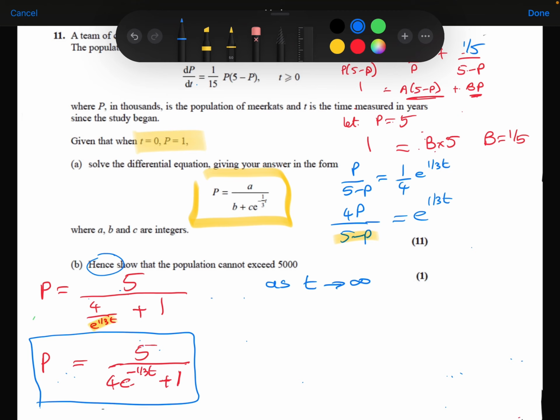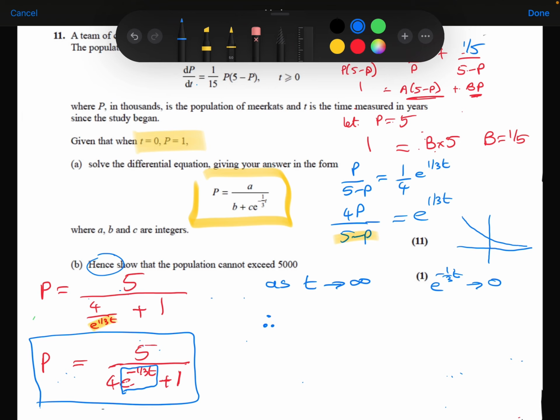a really big number, after 1,000 years or 10,000 years or 1,000,000 years, well, what's going to happen to this e to the power minus 1/3 t? Remember what the e to the power minus t graph would look like. It would look like this. It gets closer and closer and closer towards 0 as t gets bigger and bigger and bigger. So I can say that e to the power minus 1/3 t will tend towards 0.